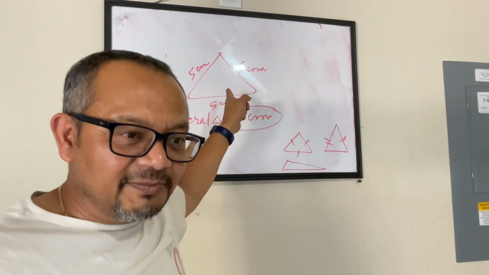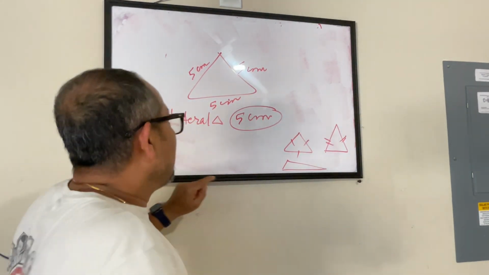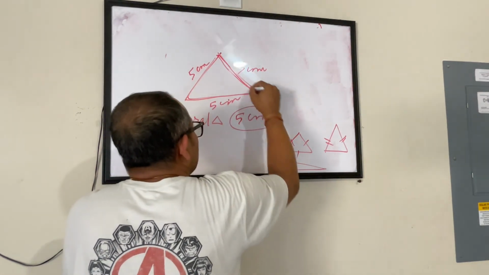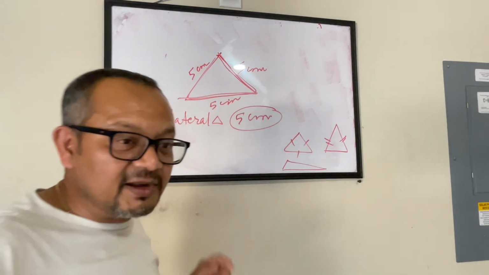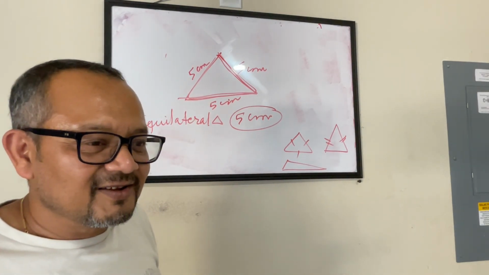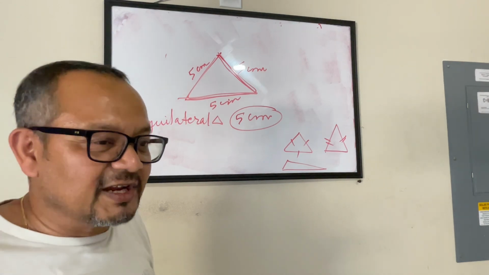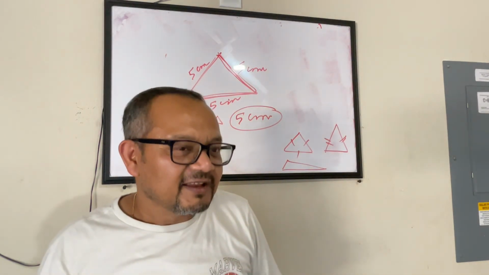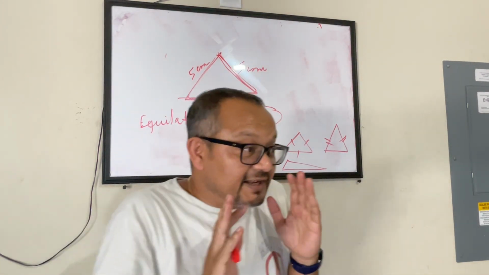Now tell me, how will you find the perimeter? Perimeter is nothing but the length of the outline. So this plus this plus this. How much will that be? 15 centimeters? Yes, Sami. Is it same? 15 centimeters? So see here the catch.